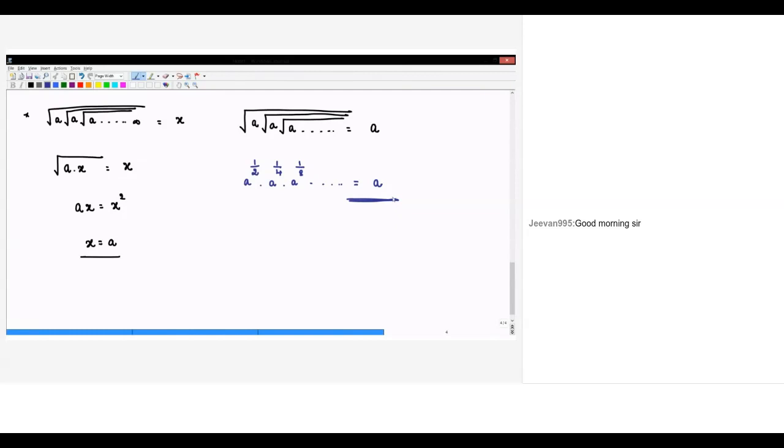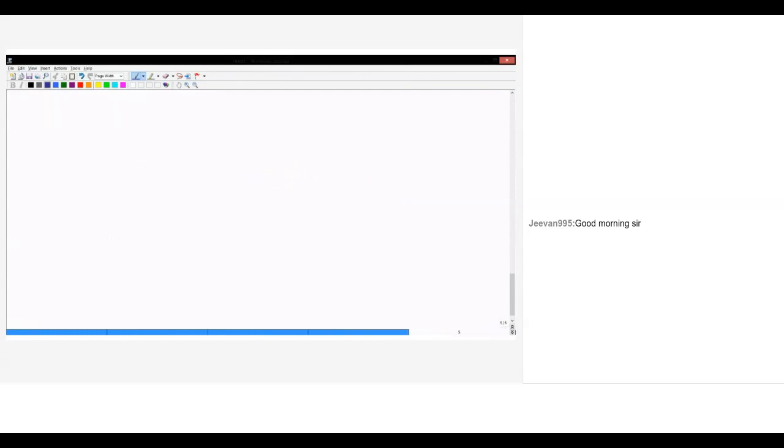Okay. It can be in addition, it can be in subtraction, it can be in multiplication. If it is in multiplication, directly you say it as a. Hope you understand that. Comparison of surds we have seen a bit.